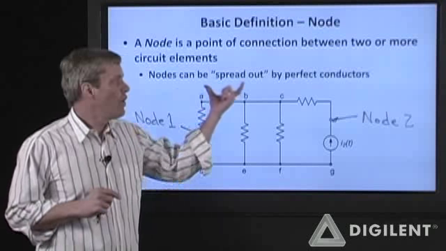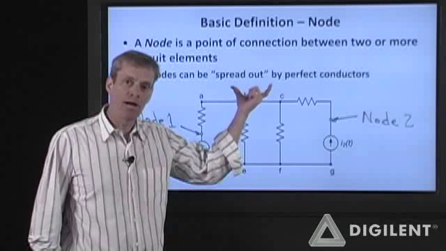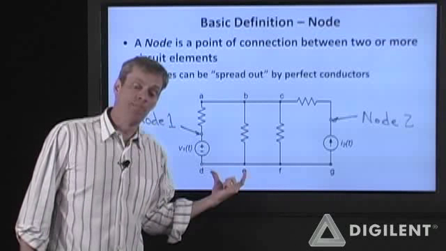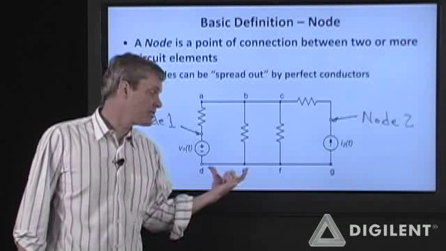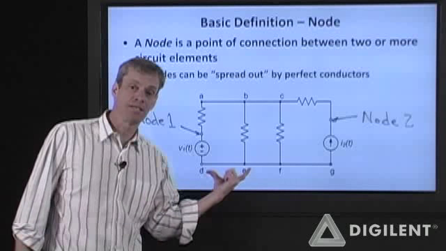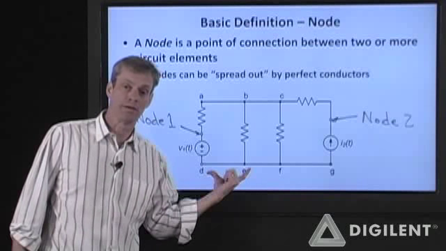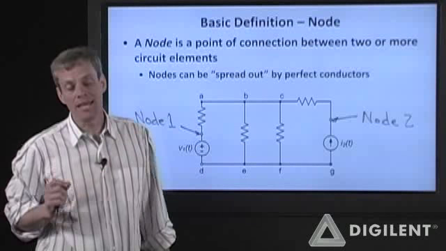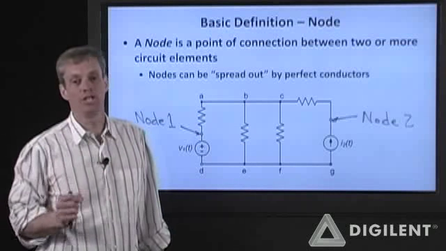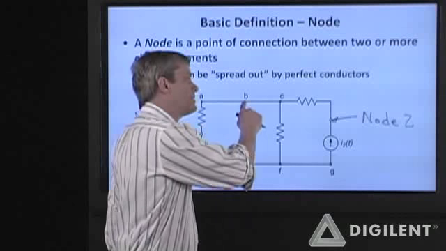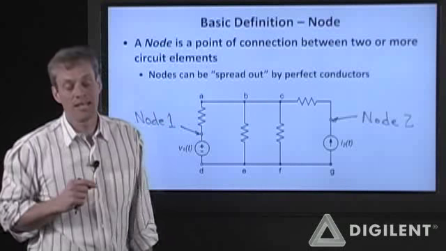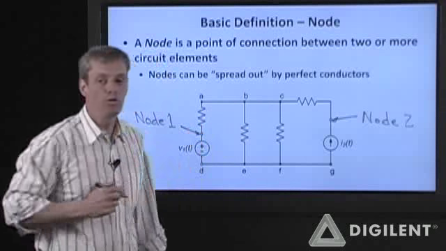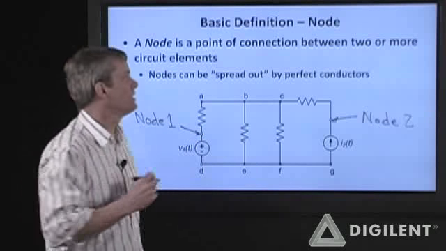A single node can actually be spread out by perfect conductors. If I do not put a circuit element in my circuit schematic, I assume that there is no resistance between those 2 points. That means that node A and node B are at the same voltage by definition. Likewise, node B and node C are at the same voltage by definition, which means that all 3 of these nodes share a common voltage.